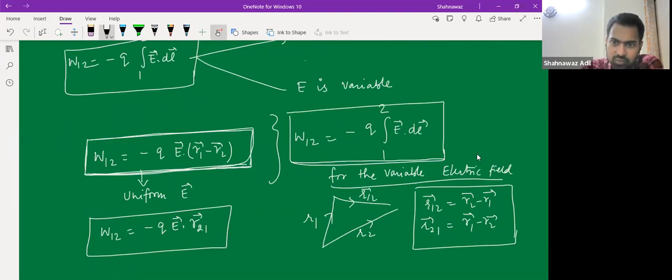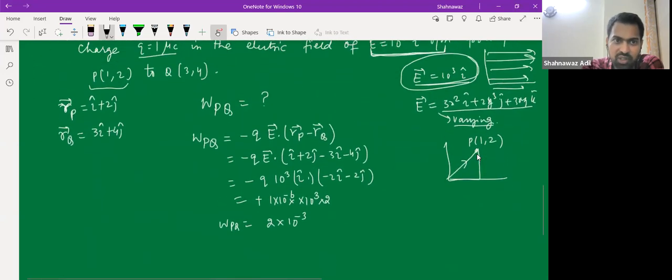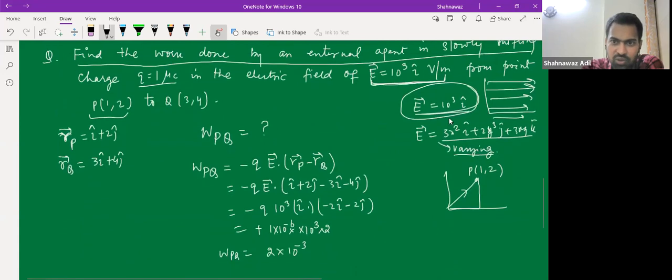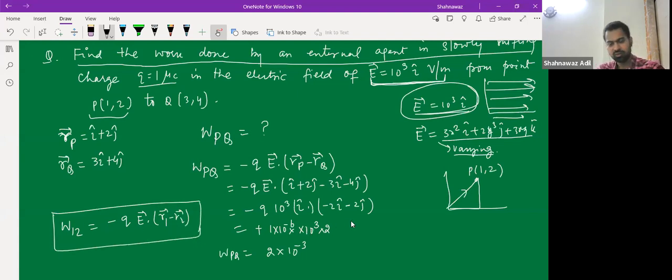Okay, so this would be the work done for the case of the uniform electric field, right? For the uniform electric field, the work done is simply minus QE dot (R1 minus R2). This is the work done.